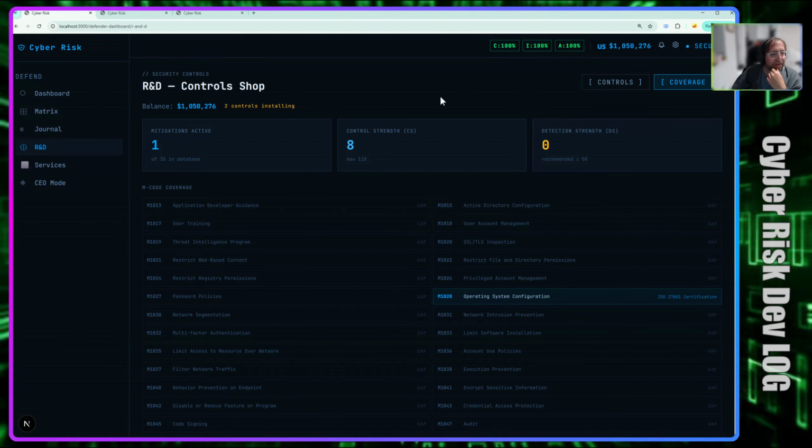So on coverage, you have the mitigations that are active. So I only have one, which I forgot what it was. Ah, yes, it is the N1020. In terms of control strength, I have 8. So this is the maximum I can attain. And detection strength is right now 0.